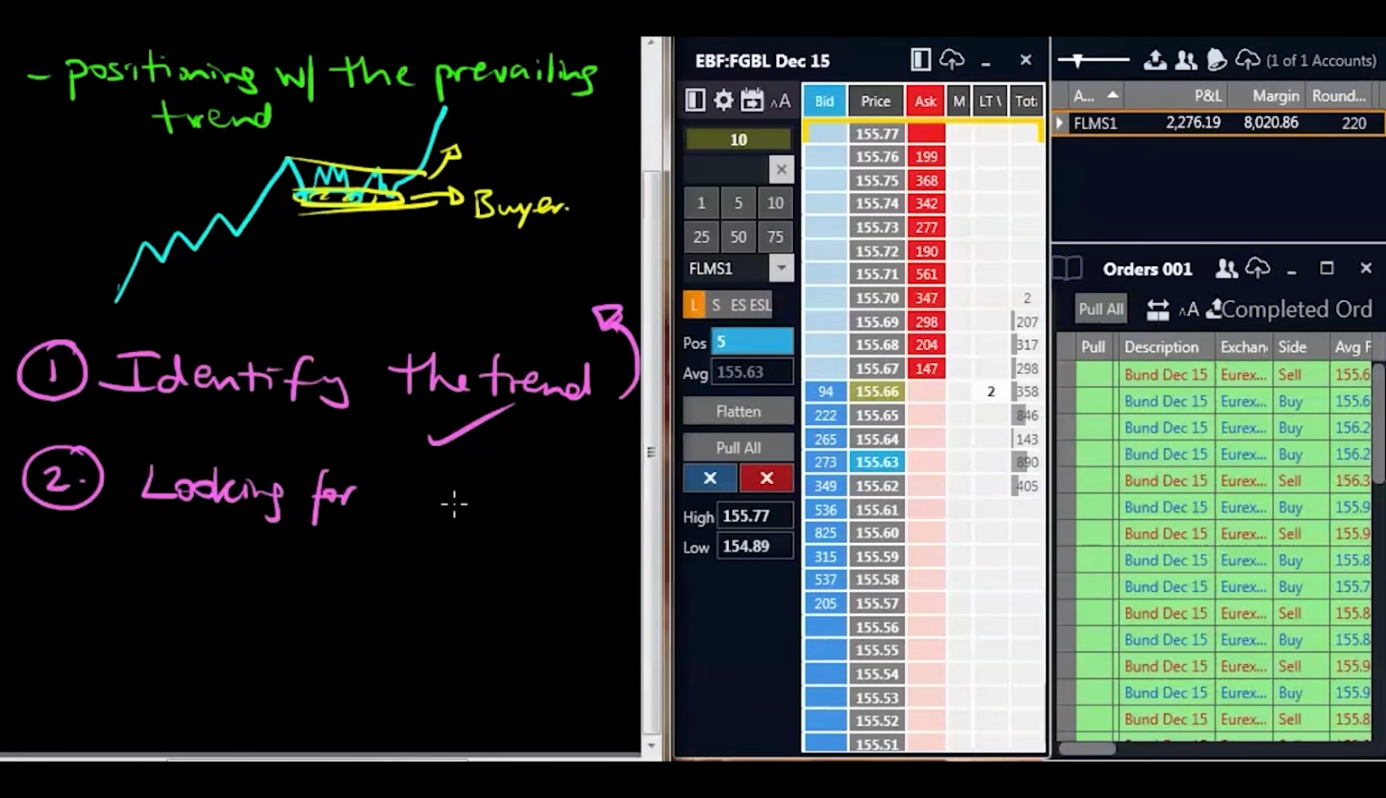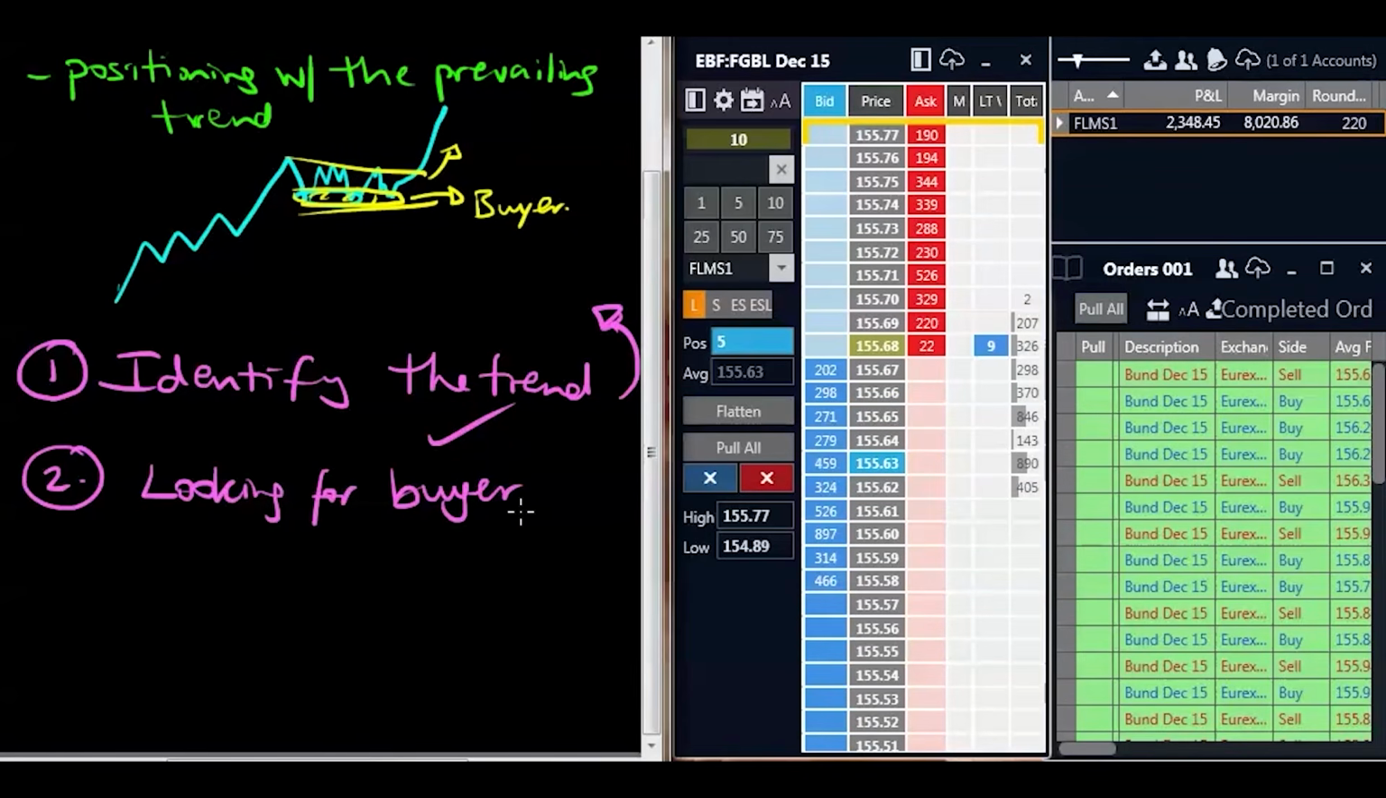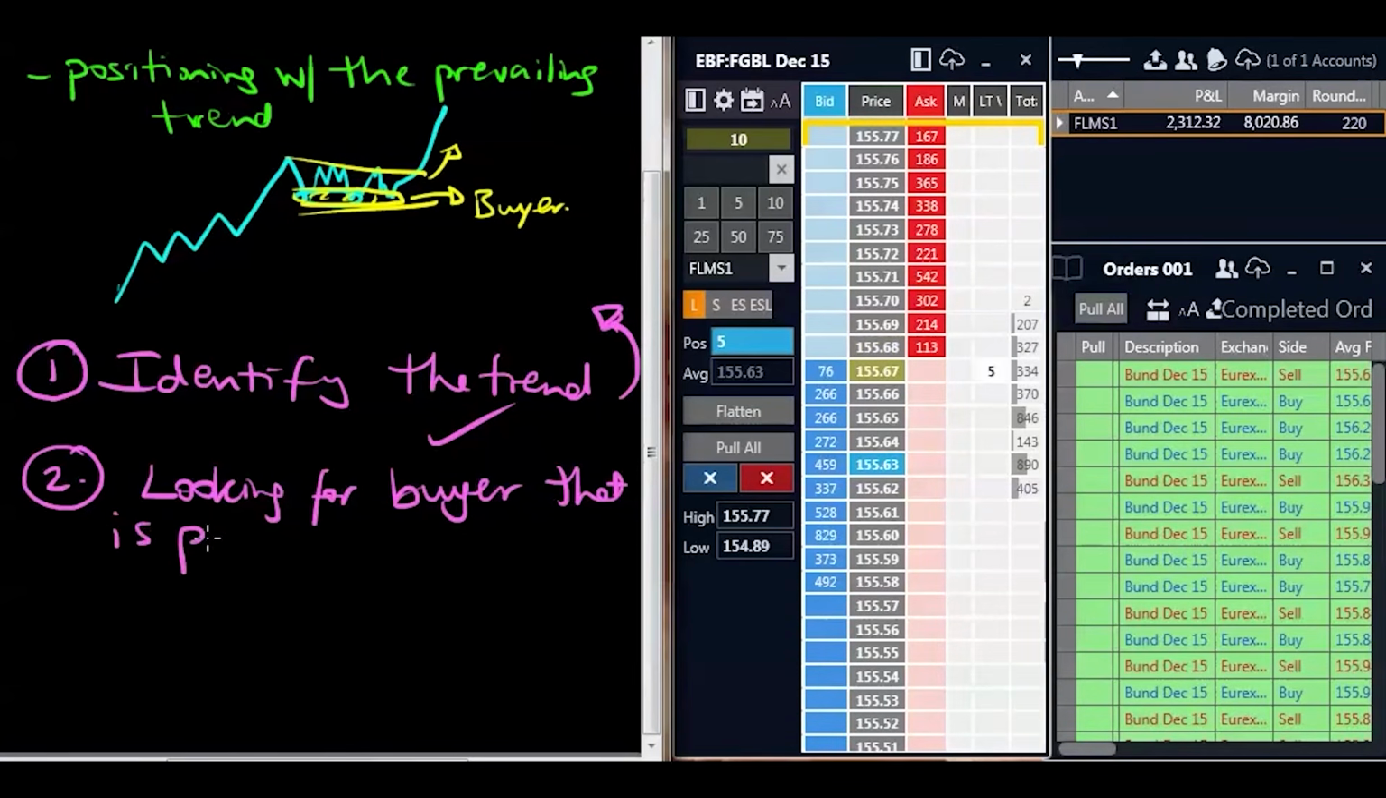looking for a buyer. Now, this is just from an absorption standpoint. You're not looking for momentum. We're looking just for absorption. You're looking for a buyer that is passive, and reloading.